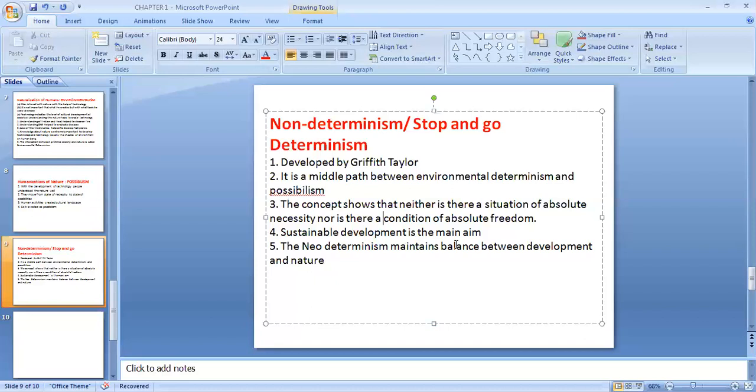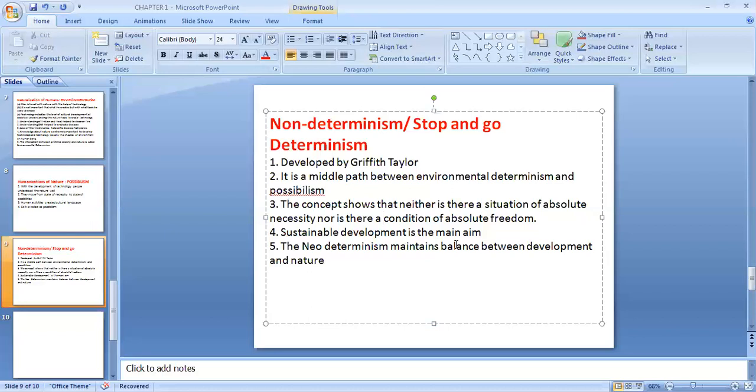In fact, it is a compromise between extreme philosophies, because development is not possible without the combined effect of a favorable environment and the efforts of man. So in this reference, neo-determinism is telling us that if you are extremely following nature, then also development will not be there. And if you are extremely following possibilism, then you are disturbing nature. So we have to balance it.